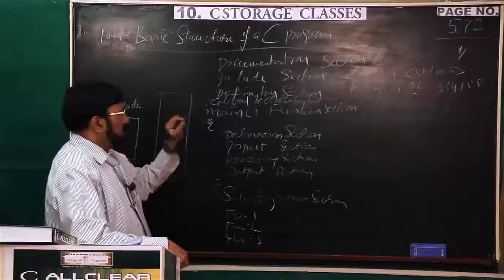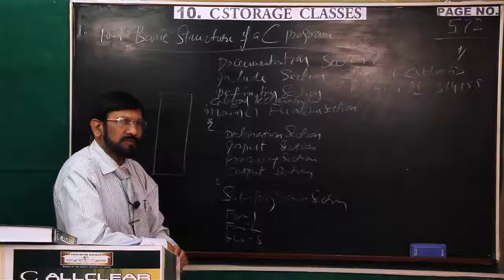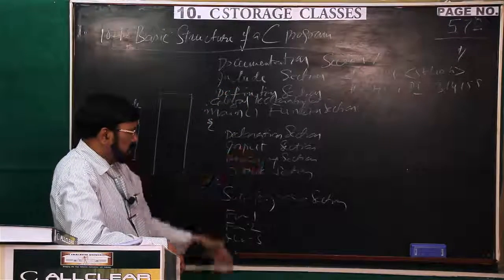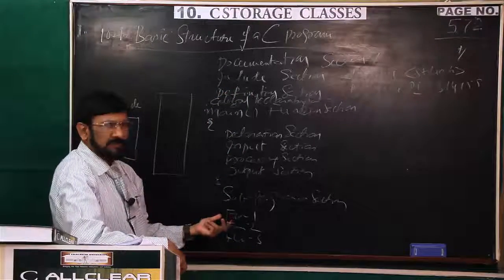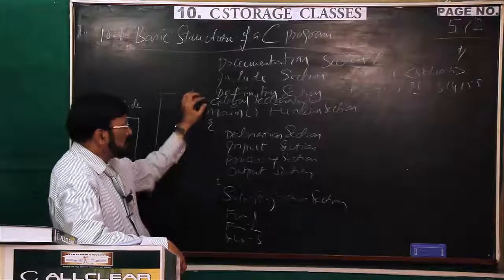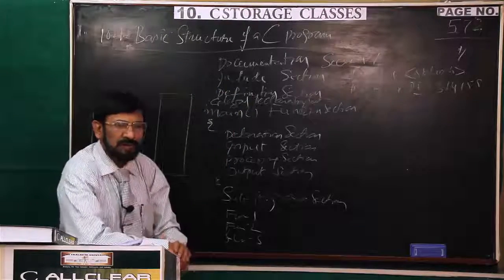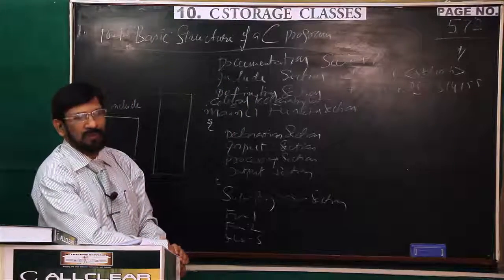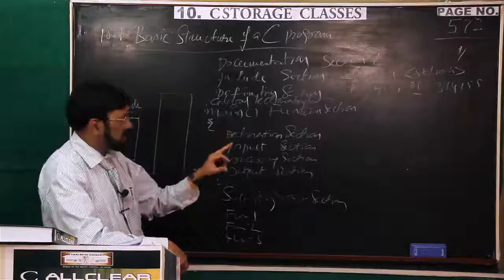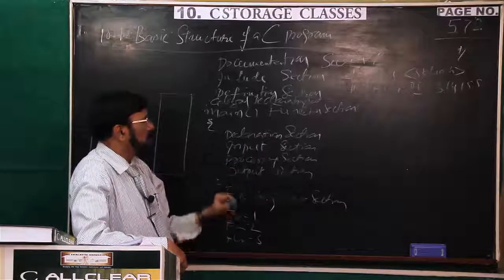Sometimes we declare certain variables. Those are global variables. Global variables means the program consists of many functions, then many files, and you make them available to all the files of the program. Not only one file, all the files of the program. It is equally accessible from all the parts of the program.